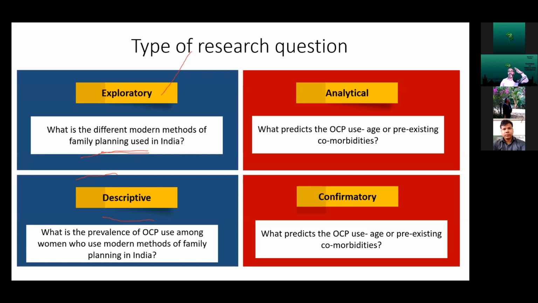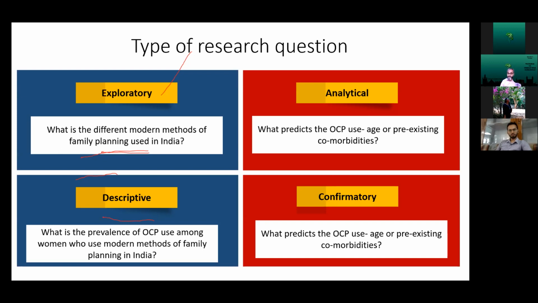Whereas in descriptive, you kind of have a short list. You know that these 10 are the ones being used. Let me find out the exact prevalence. So it's more specific, the descriptive one. In analytical, you go a step further. In a similar line, what predicts OCP use, age, or pre-existing comorbidities? Now, there is a hypothesis that you can see there. Somebody would say pre-existing comorbidities predict OCP use. Somebody could say age could predict OCP use. And at the end of the analytical design, we can test that hypothesis.